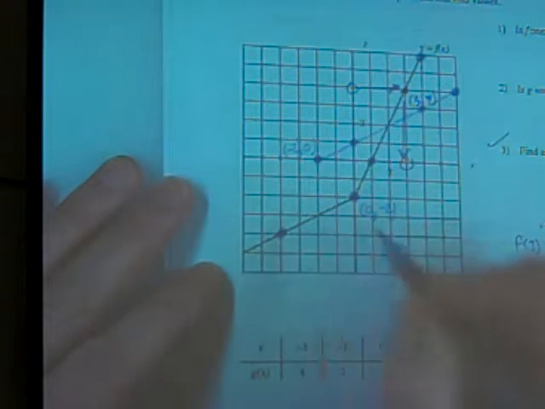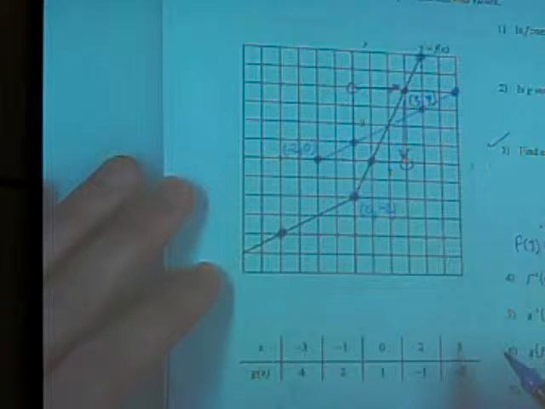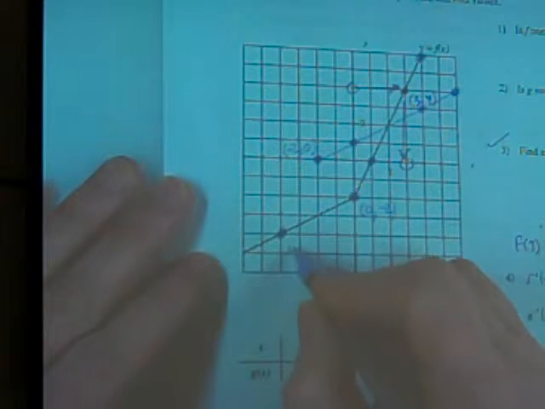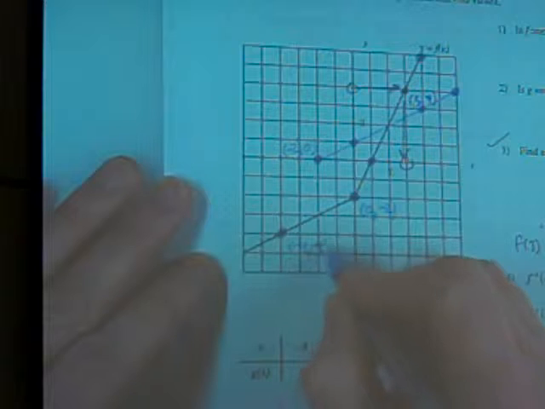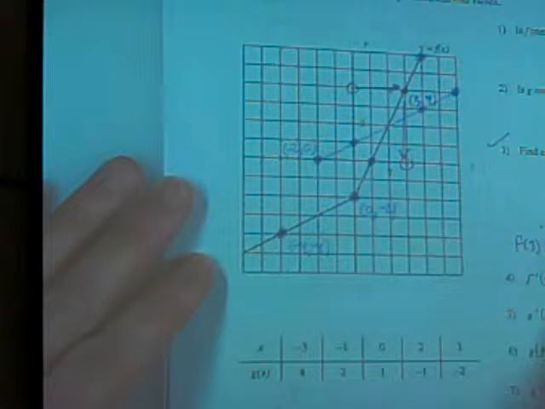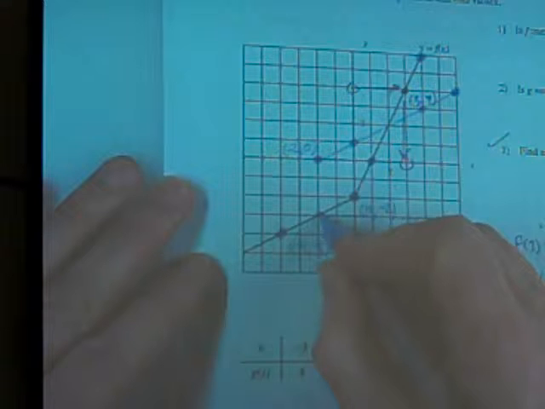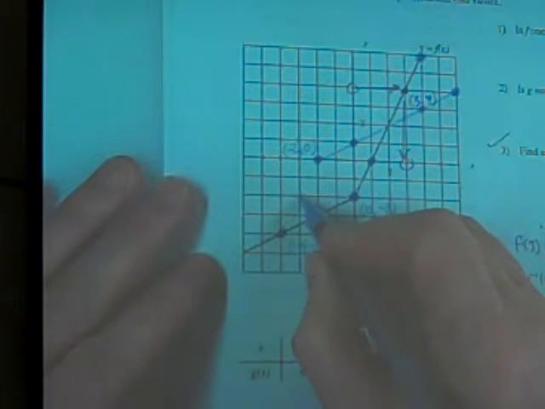Here's a point at negative 4, negative 4. Well, okay, negative 4 is going to stay put. Right? Flip-flop x and y, you're still at negative 4. So that will be a point on the inverse. Let's pick a point here. This one's at negative 2 comma negative 3. Flip-flop x and y, and you get negative 3, negative 2.